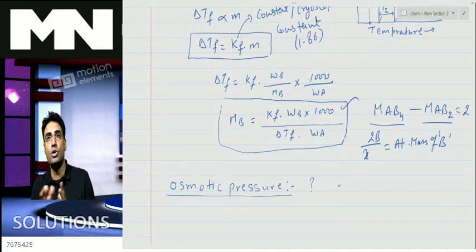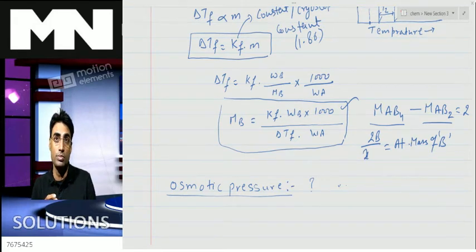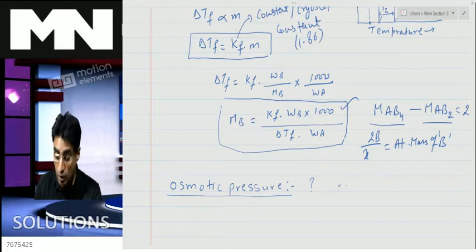We'll be studying about osmotic pressure, what osmotic pressure basically means, the formula for osmotic pressure, and after that we'll be talking about abnormal molar mass. That is the last topic of this chapter. So first we'll see what osmotic pressure means. Before starting with osmotic pressure, we'll talk about osmosis. What is osmosis?